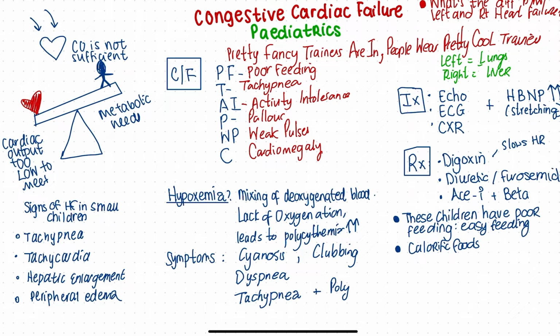pallor, weak pulses, and cardiomegaly. Your investigations of heart failure in kids will be an echocardiogram, an ECG, and a chest X-ray. You'll also see an elevated BNP. BNP rises due to stretching of the myocardium.